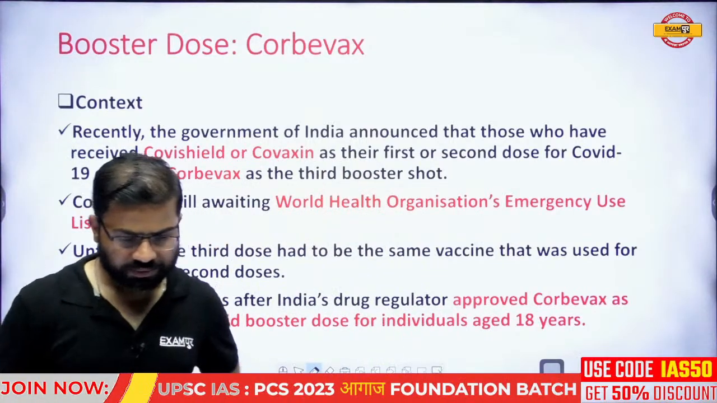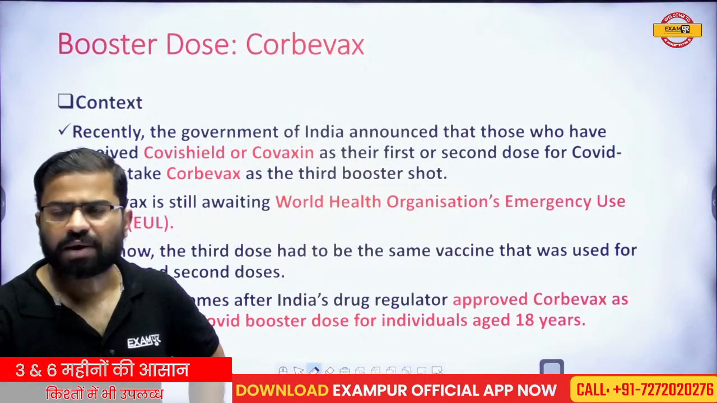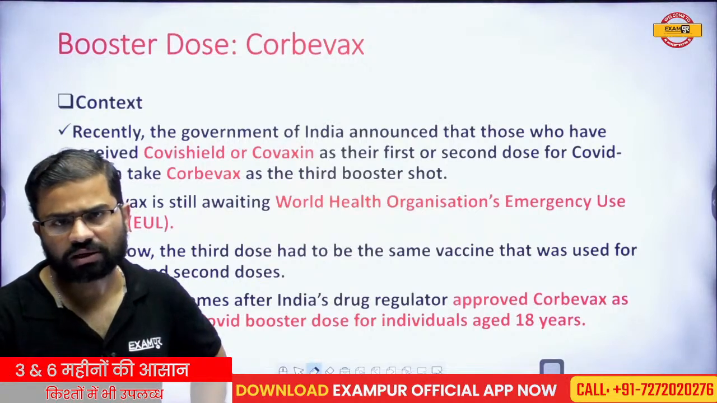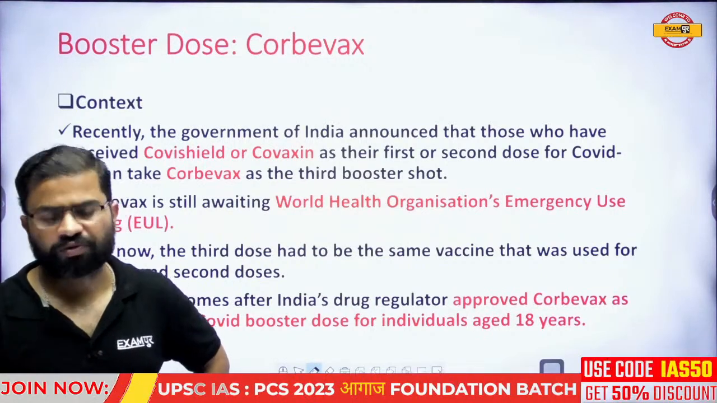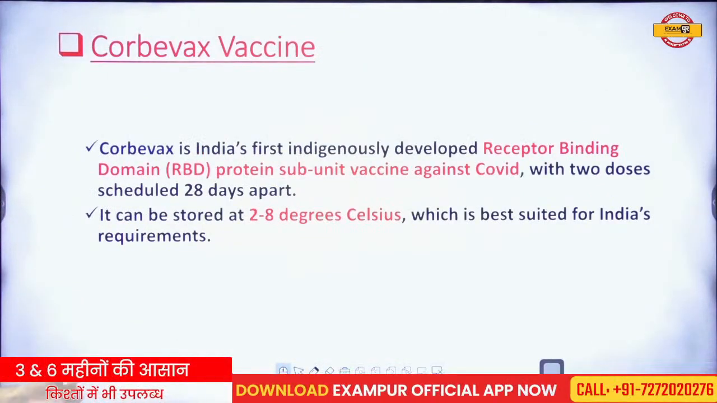That's why, okay? Our immune system will be a little bit stronger, and because of that the government has preferred the booster dose of Corbevax. Okay, let's go. Now, what is the Corbevax vaccine?